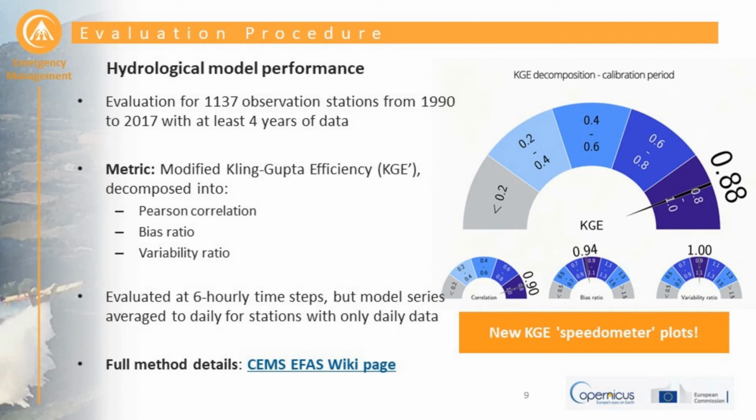And so the model is evaluated against 6 hourly time steps for the available observations that we have 6 hourly data, so the 406 stations. But when we only have daily data available, we aggregate the 6-hour model up to daily and we compare them with that, so for the rest of the 731. The full details on the methods on the hydrological model performance are on the CHEMS wiki pages, the documentation, which we'll mention later on, but these are really an area we want users as forecasters to be able to look at in more detail on the methods and the results.